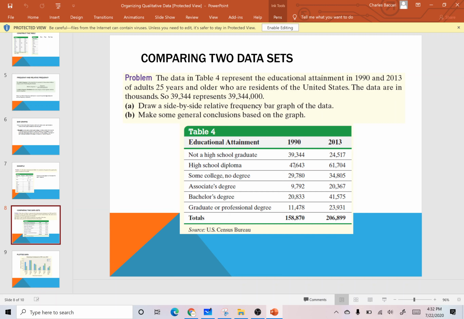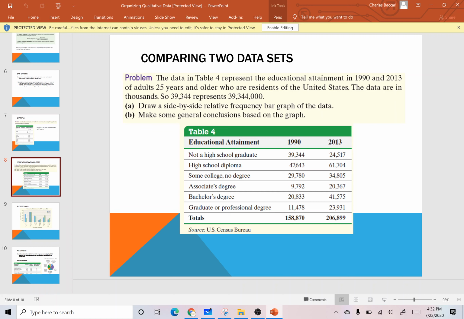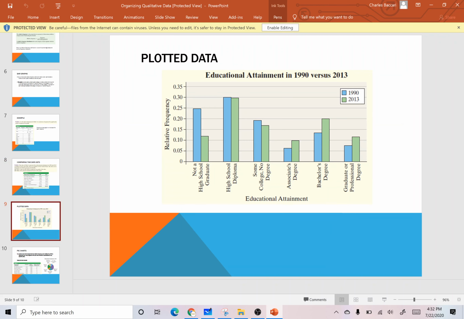it says the data represents educational attainment in 1990 and 2013 of adults 25 and older who are residents of the United States. So 39,344 represents 39,344,000. Draw a side-by-side relative frequency bar graph of the data, make some general conclusions. So if we look, they've already done it.